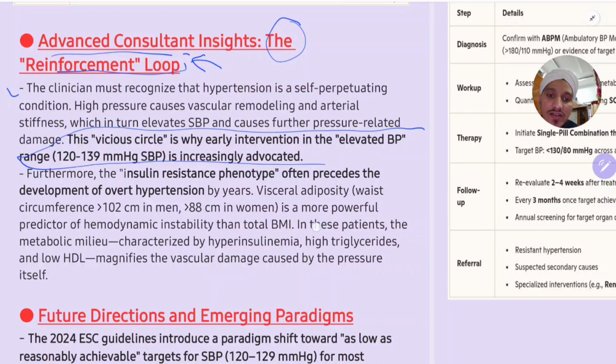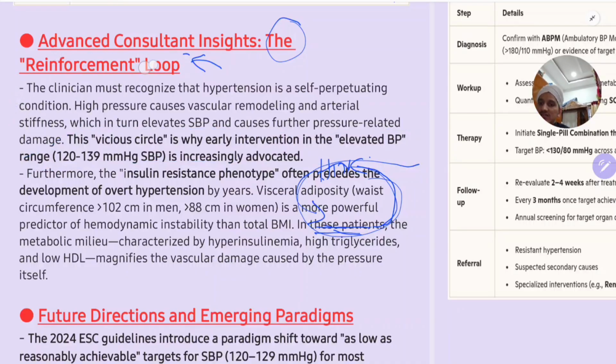So kidney causes vascular damage. Vascular damage causes hypertension, hypertension causes vascular damage. Vascular damage causes hypertension. Again, hypertension will cause vascular damage, and again, vascular damage causes hypertension. This is the reinforcement loop. That's why treating the BP is very important. Otherwise there is very high mortality and morbidity in these patients.